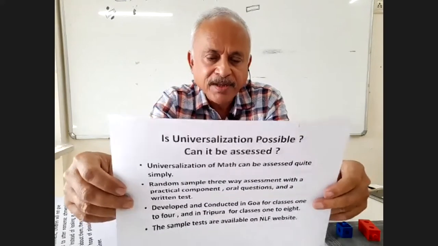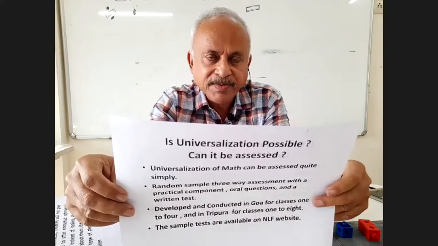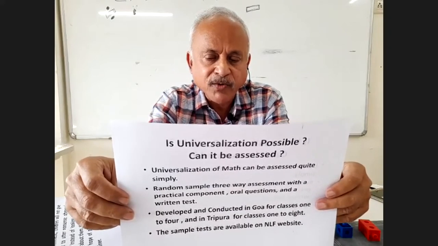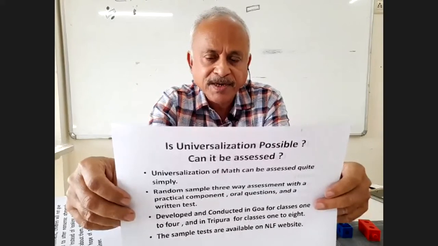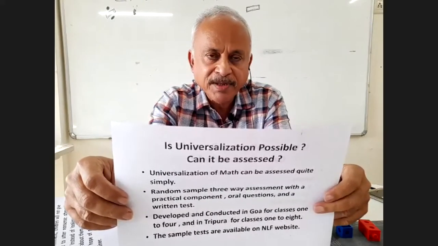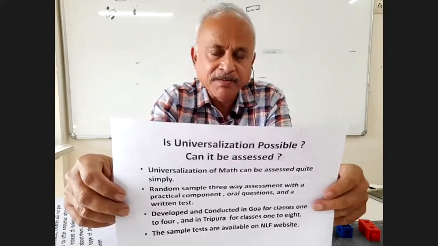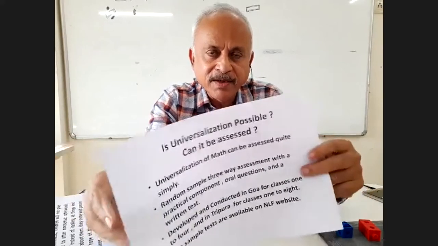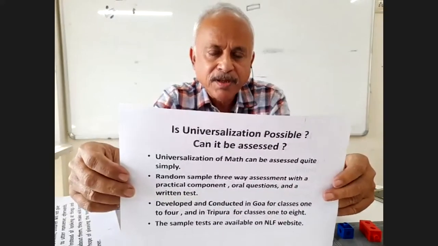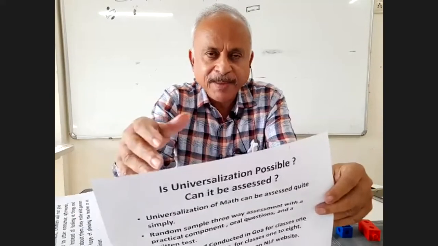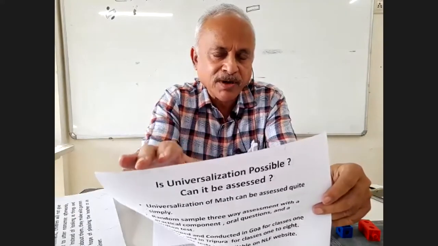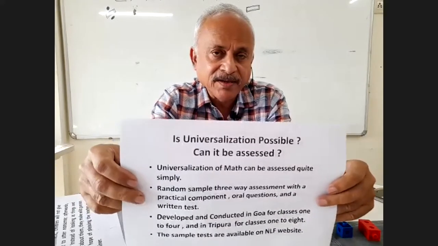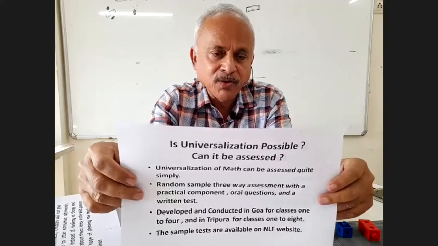And such tests were developed and conducted in Goa by Navnirmiti for classes 1 to 4, and in Tripura State for classes 1 to 8. The sample tests are available on the NLF website, which I'll give you at the end of this lecture. I think all of us would agree that it is not difficult to assess whether or not a child has understood mathematics. So we can assess whether or not we are approaching universalization.